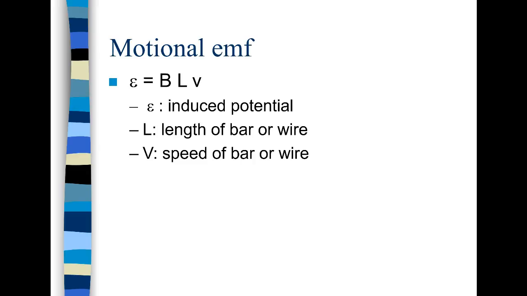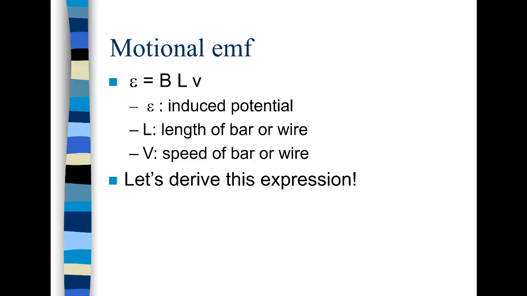Okay, so the last thing that we're going to look at is a concept called motional EMF. Now, motional EMF is given by EMF equals BLV, where B is the magnetic field strength, L is the length of the bar or a wire, and V is the speed. And what we're going to try to do is to quickly derive this expression.